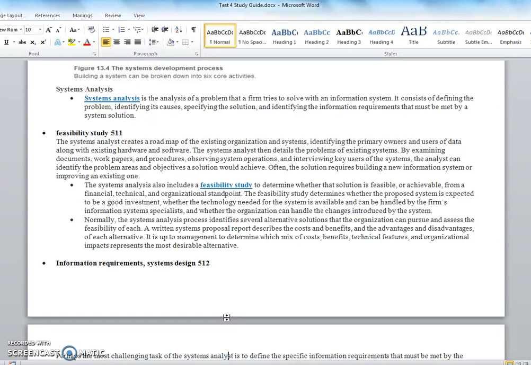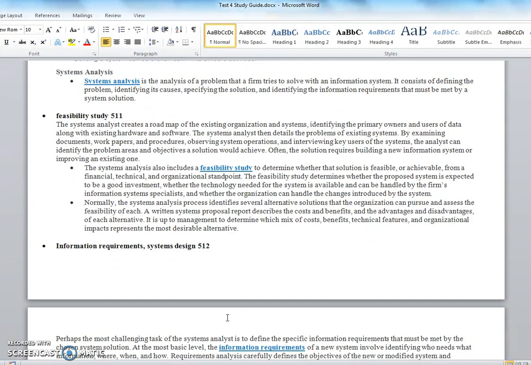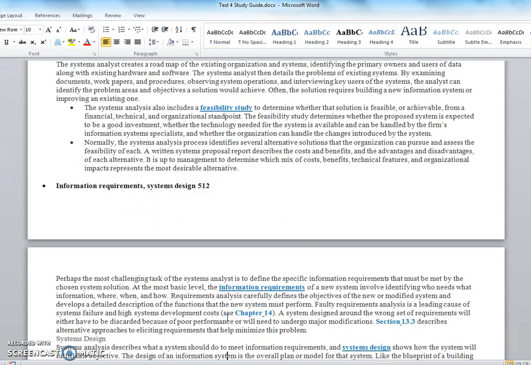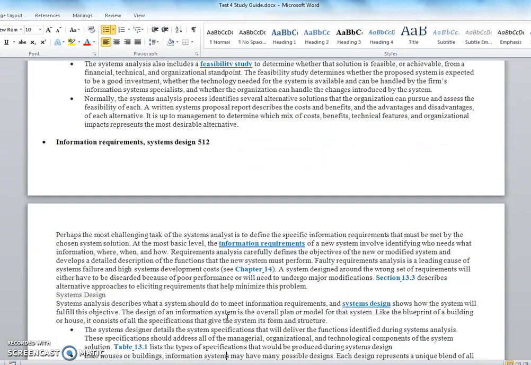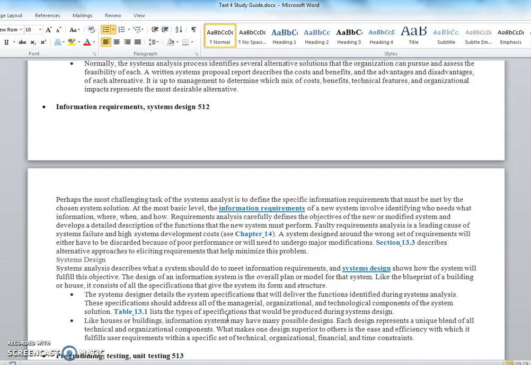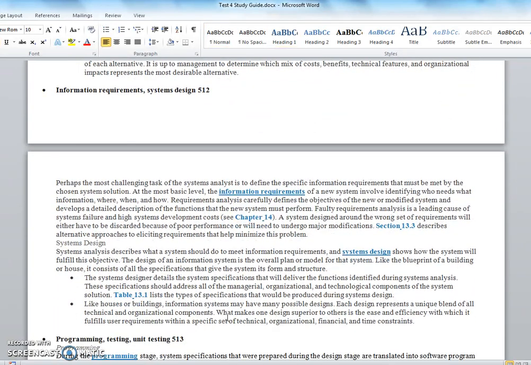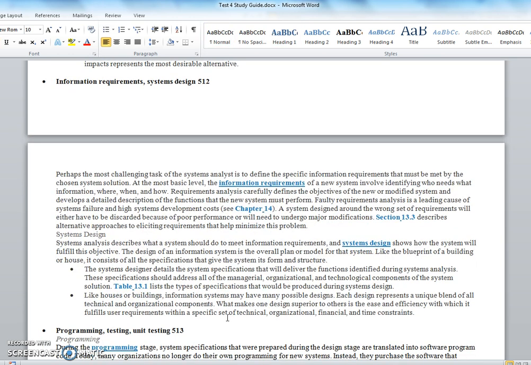So this is the end of page 3. So we're moving to page 4. This is going to be on the exam: information requirements and system design. Perhaps the most challenging task of the systems analyst is to define the specific information requirements that must be met by the chosen system solution. At the most basic level, the information requirements of a new system, this is on the exam, involve identifying who needs what information, where, when, and how.